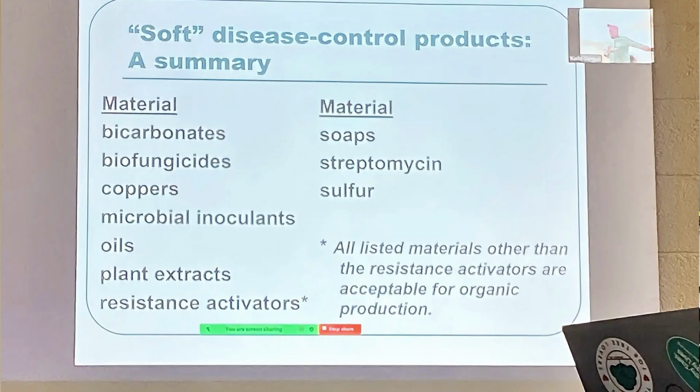Then here are some soft disease control products. There are bacterial, bicarbonates, biofungicides, coppers, microbial inoculants, oils, plant extracts, resistance activators, materials like soaps, streptomycin, sulfur. All listed materials other than the resistance activators are acceptable for organic production.